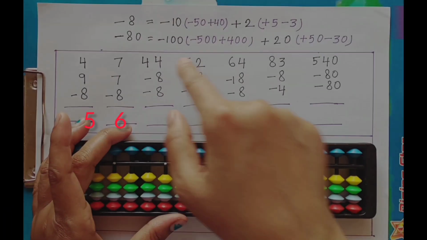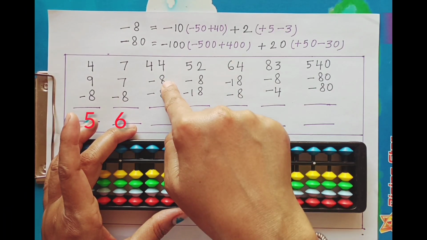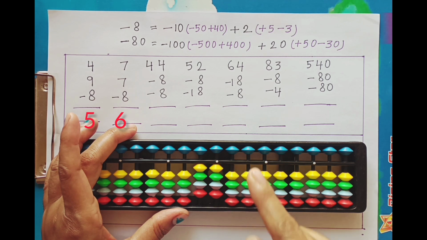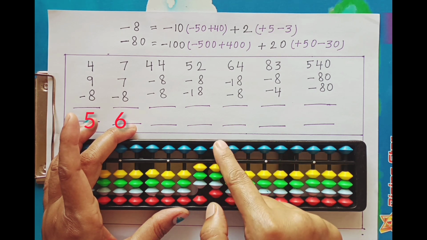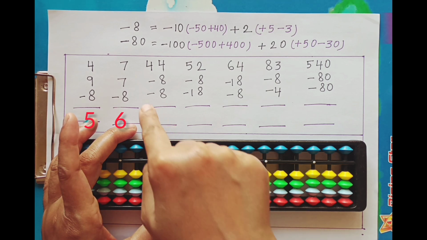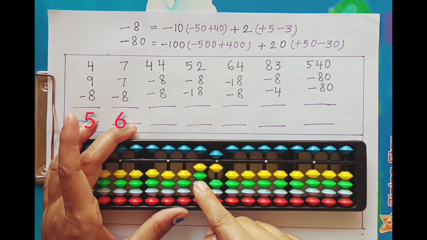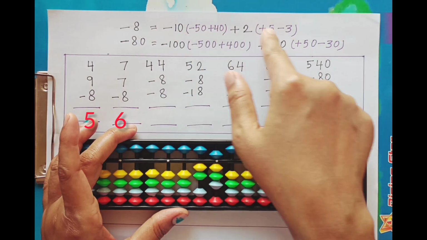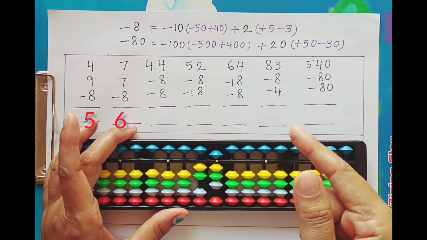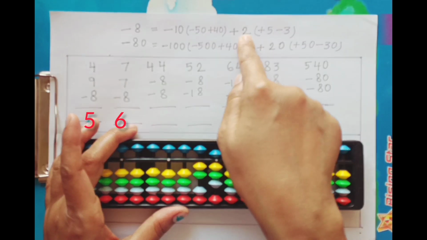44 minus 8. To subtract an 8, we will apply mixed complements or the combined formula. Subtract a 10, add a 5, subtract a 3. Again, we need to subtract an 8. Subtract a 10, add a 2. The first time to subtract an 8, we applied mixed complements. And the second time to subtract an 8, we applied tens complements.